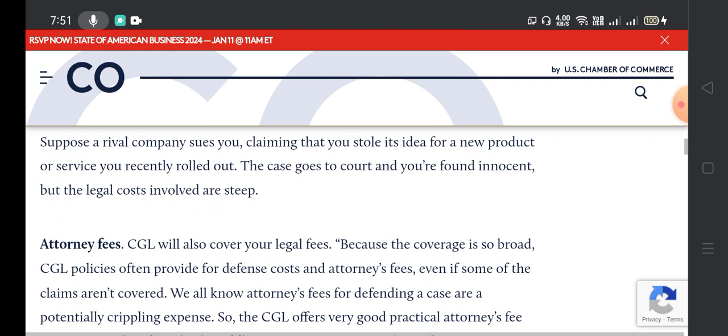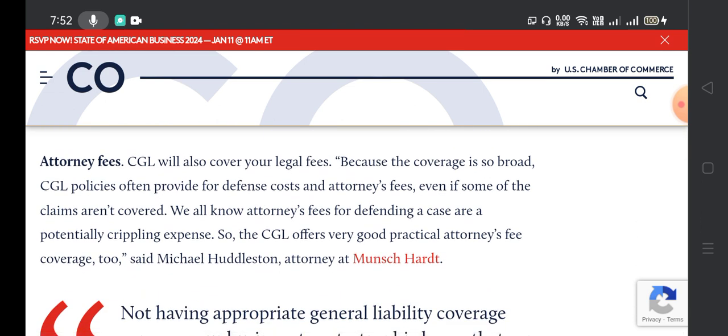So suppose a rival company sues you claiming that you stole its idea for a new product or service you recently rolled out. The case goes to court and you are found innocent, but the legal costs involved are steep. So, attorney fees. CGL coverage will also cover your legal fees because the coverage is so broad.